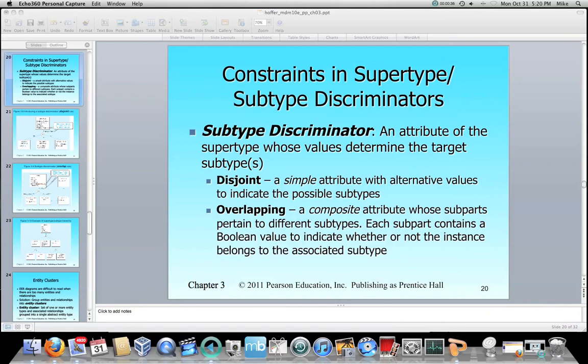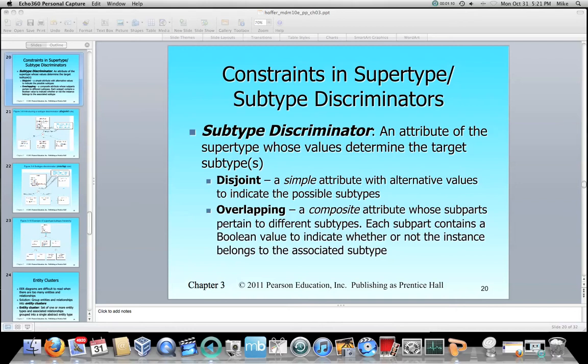So you're going to have a supertype, and then you're going to give it an attribute, and that attribute is going to determine which of the subtypes each of the instances of that supertype is associated with. Very, very common. If you have this, you can imagine you're most likely going to need some way of determining which supertype instance is associated with what subtype.